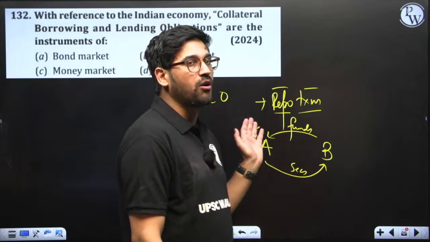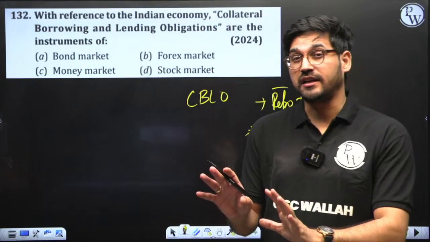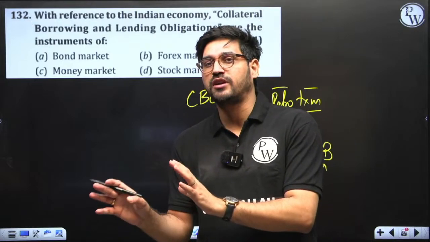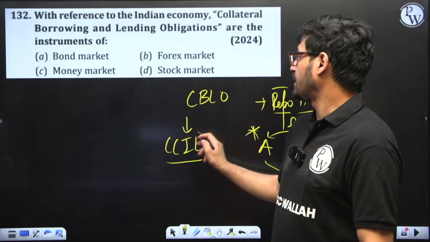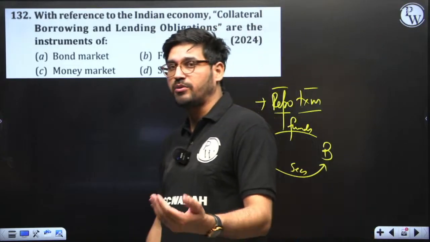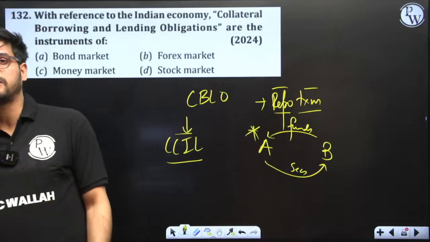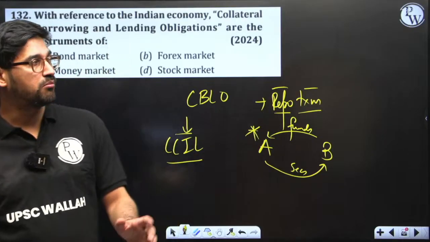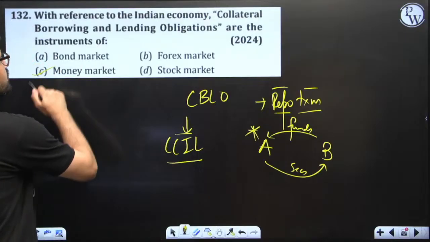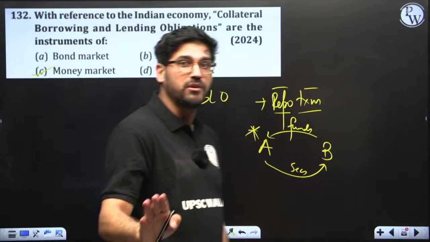So CBLO is a very unique type of repo transaction, which was brought to India by the CCIL, Clearing Corporation of India Limited, which is a depository and also a subsidiary of the RBI. What market does it belong to? It belongs to the money market. It's a money market instrument.